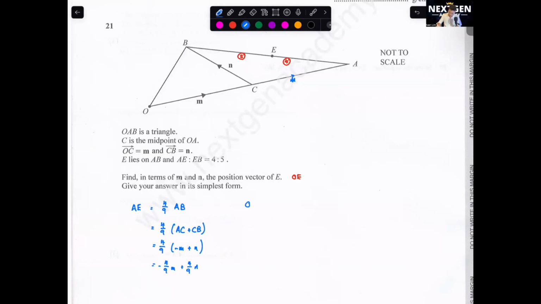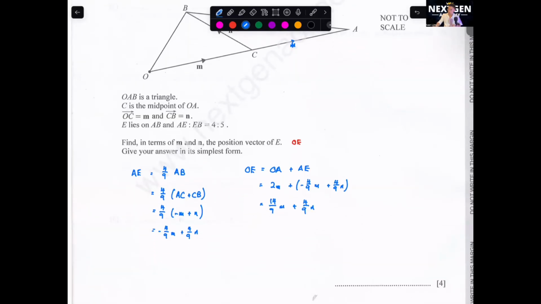To find OE, again, OA plus AE. You can use other direction, your final answer will be the same also. So OA will be equals to 2M plus minus 4 over 9M plus 4 over 9N. Let's double check this. Is this correct? 2 minus 4 over 9, we will get 14 over 9M plus 4 over 9N.